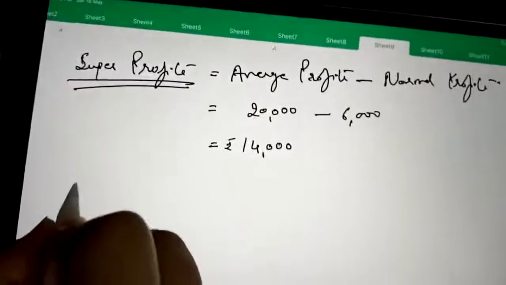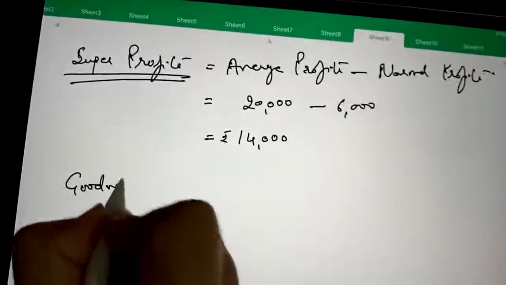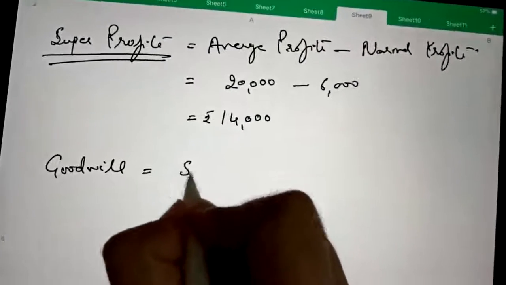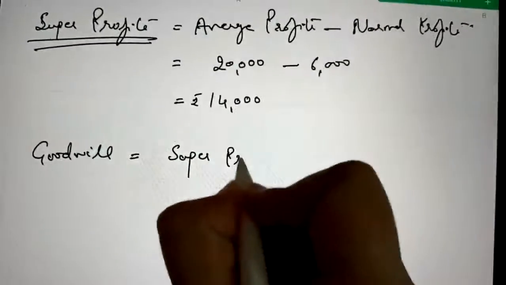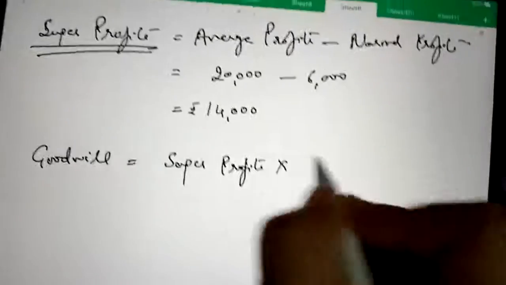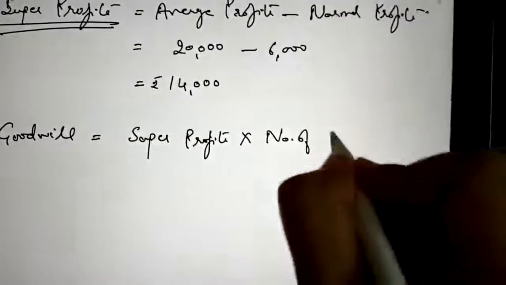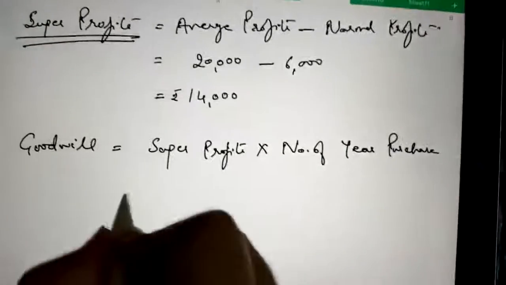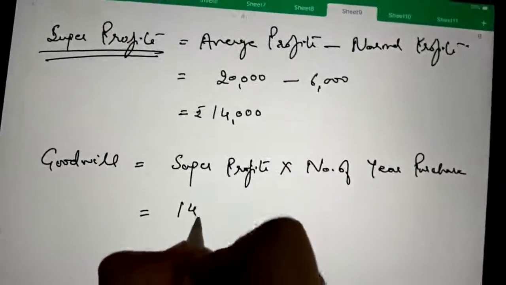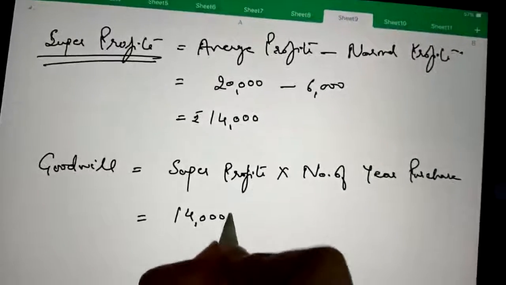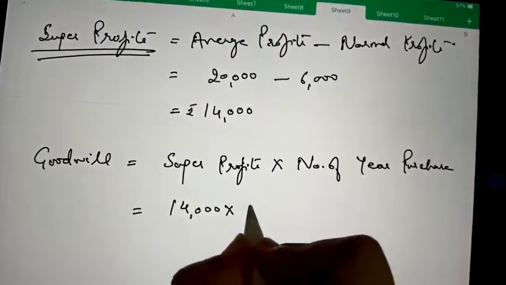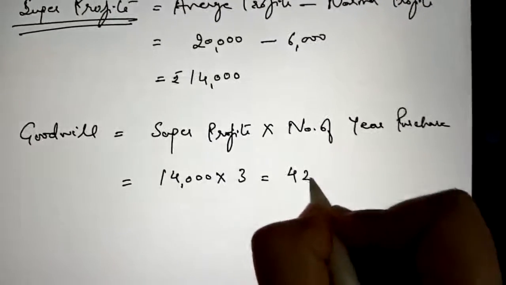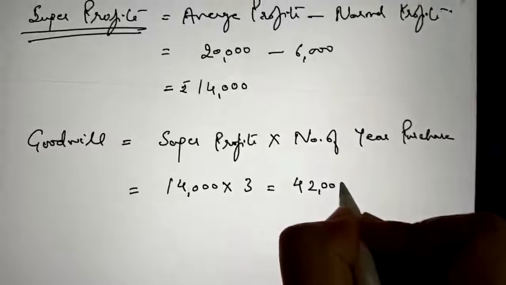And the last step is to calculate goodwill, and how goodwill is calculated under super profit method. Super profits are multiplied with number of years purchase. Super profits we have calculated 14,000 multiplied by number of years purchase, given to us in the question as 3 years. So goodwill is equal to 42,000.